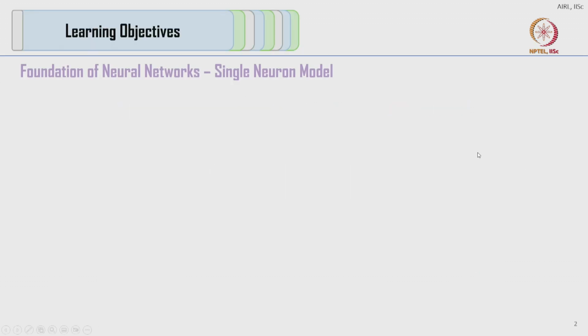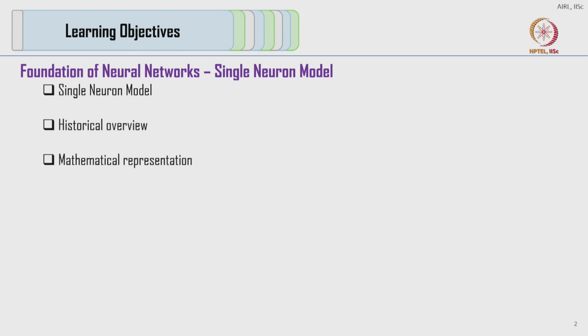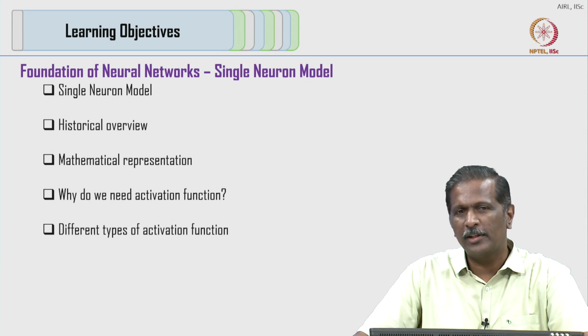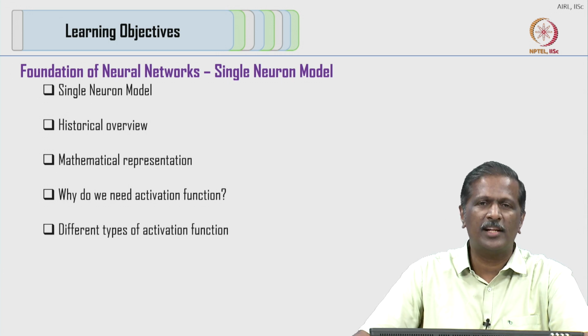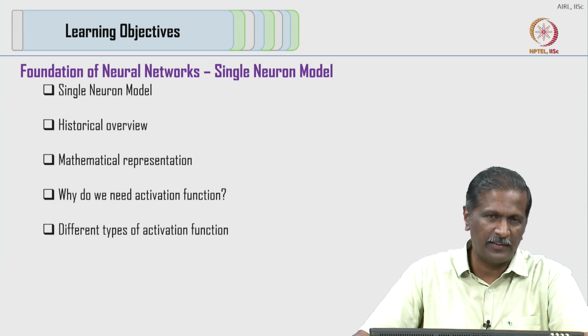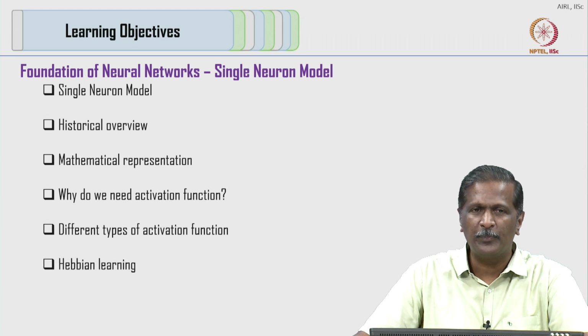What are the objectives of this particular lecture? This is about the foundation neural network module, the single neuron model, how to represent a single neuron, and the historical overview of single neuron models. We look at the mathematical representation of this particular neuron model. Why do we need an activation function? We talk about different types of activation functions and how they represent the decision surfaces in that particular plane.